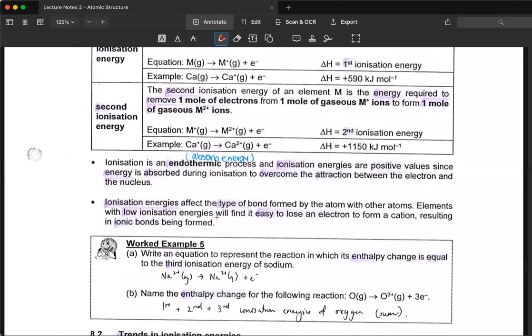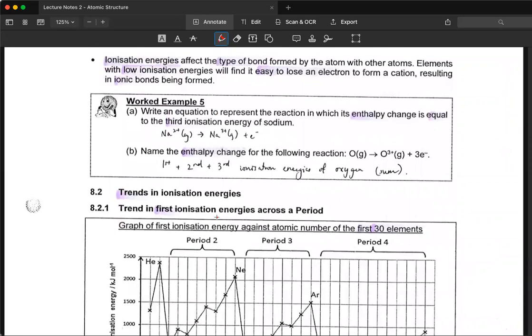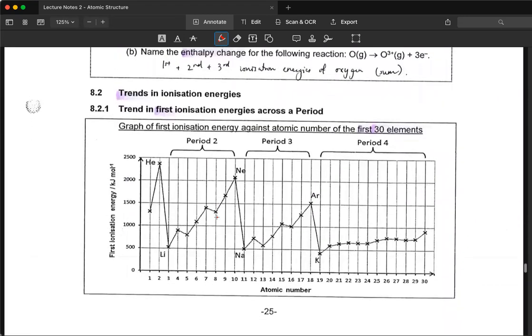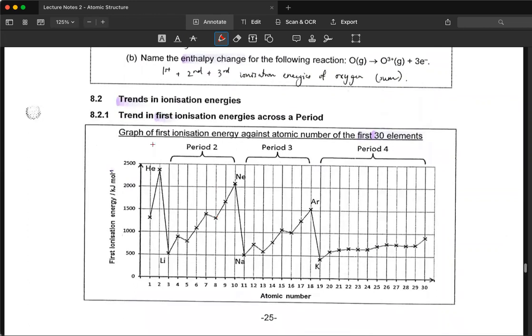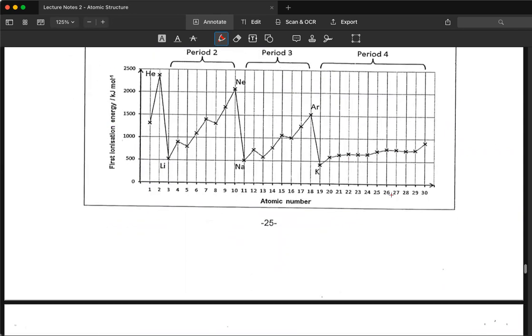It is not just third IE, but it's first, second, and third IE together. Now, let's look at the trend in IE across a period. So this graph shows the first IE against atomic number for the first 30 elements from period 1 all the way to period 4 elements. So you can see there is a general increase across the period. But when we talk about the transition metals, the increase is not so much.